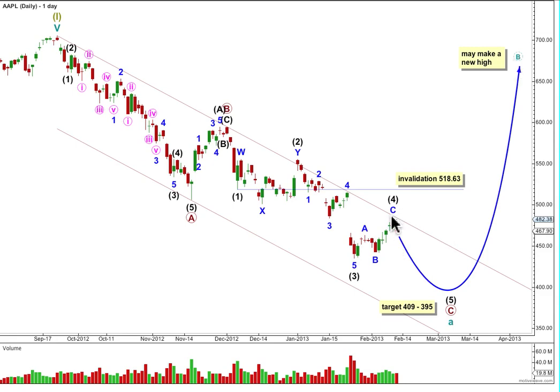While I can't confirm that intermediate wave 4 is over, although it looks highly likely, if it does continue further as a double, it can't move into wave 1 price territory above 518.63.